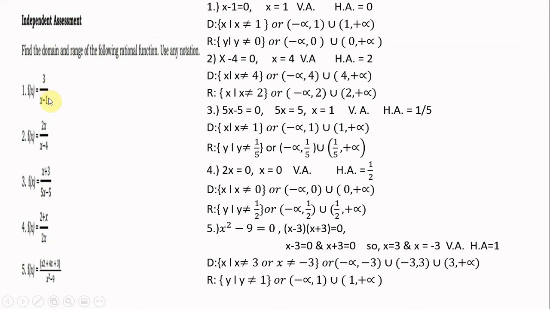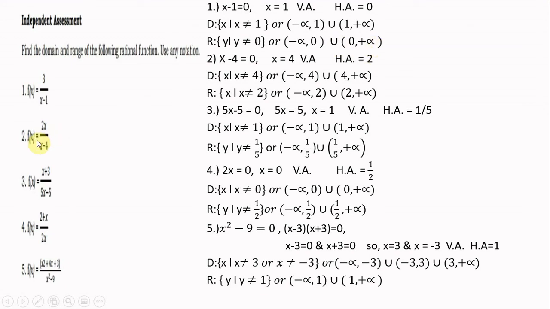Our horizontal asymptote here is 0, since the degree of the numerator is 1 lesser than the degree of the denominator. So our horizontal asymptote is 0. So we will base our domain on the vertical asymptote. So our domain is a set of x such that x should not be equal to 1, or on the interval negative infinity and 1, union 1, and positive infinity. And our horizontal asymptote is 0, and we will base our range on the horizontal asymptote. So therefore our range is a set of y such that y should not be equal to 0, or on the interval negative infinity and 0, union 0 and positive infinity.